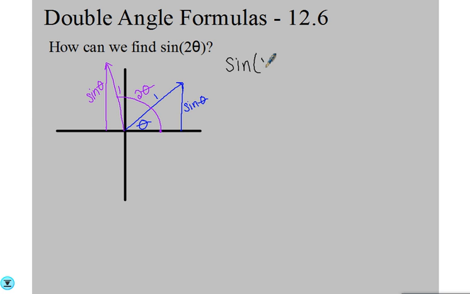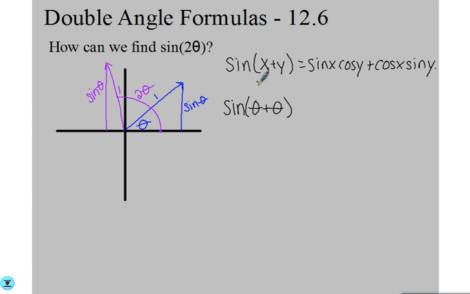So we had, for instance, sine of x plus y equals the sine of x times the cosine of y plus the cosine of x times the sine of y. So if we think about that, to get double theta, if I plug in theta for both x and y, theta plus theta would be the same thing as 2 theta. So we can use this formula to help us figure out the sine of double an angle. So if we go ahead and just plug into our formula, we have then sine of theta times cosine of theta plus cosine of theta times the sine of theta.